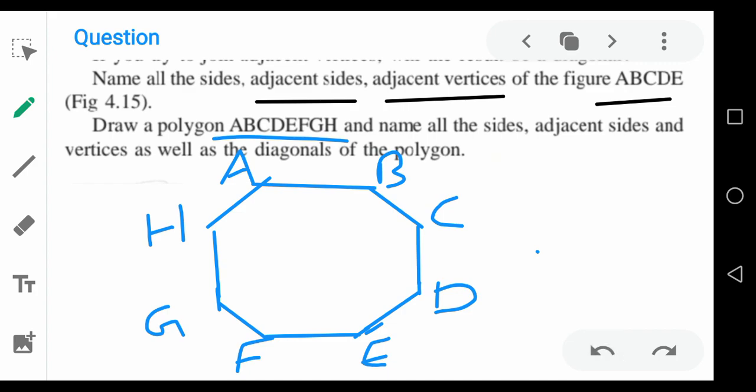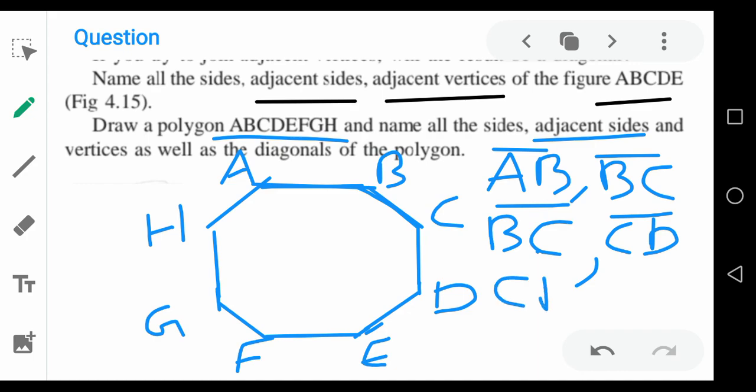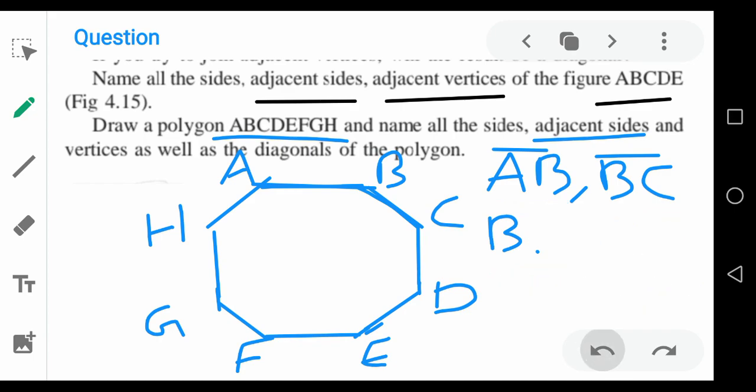Now we have to write the adjacent sides. Adjacent side means nearby. So what are the adjacent sides? AB and BC. You have to write it as a pair, AB, comma, BC, both with a line segment drawn above. So this is one pair. What is the next pair? BC and CD. That is the next pair. What is the next pair? CD and DE. Like this you have to write the adjacent sides. Many more are there. You have to do it by yourself. So adjacent sides over.